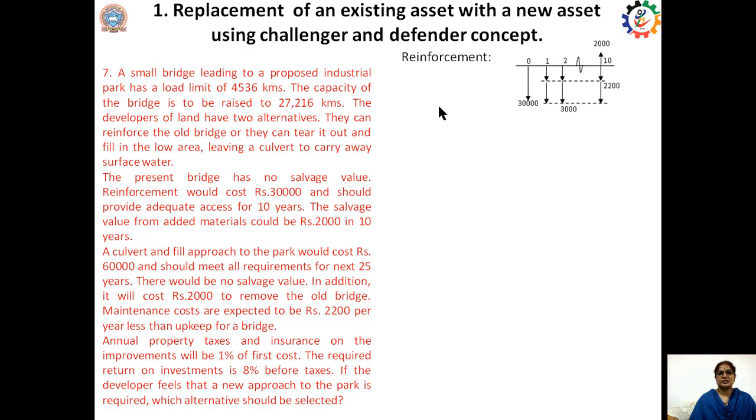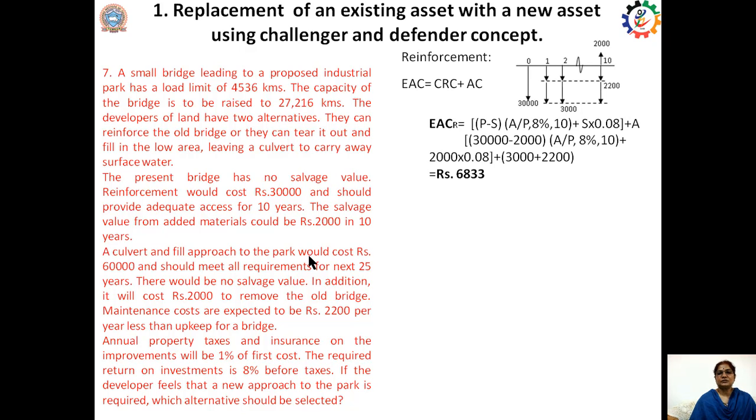So let us see what is the safety return. First option I will call the reinforcement option. First cost is 30,000. Life 10 years and salvage value would be 2000 in 10 years. Let us keep the pending things aside. Life 10 and 2000, these three things we got here. Culvert and fill approach to the park would cost 60,000. So it's calculated, 6833 we are getting.